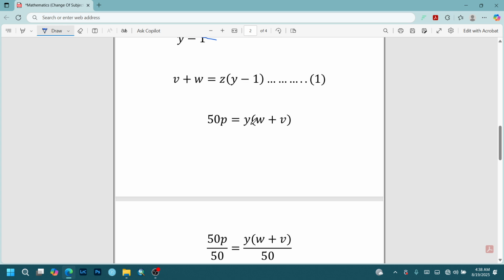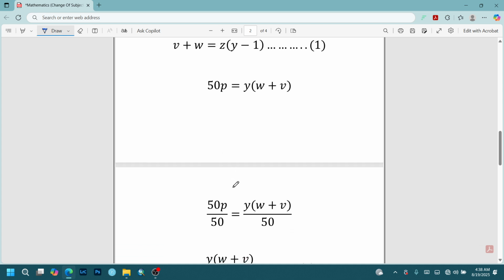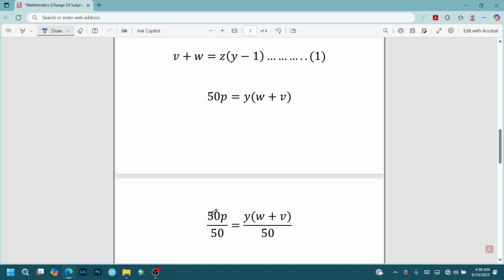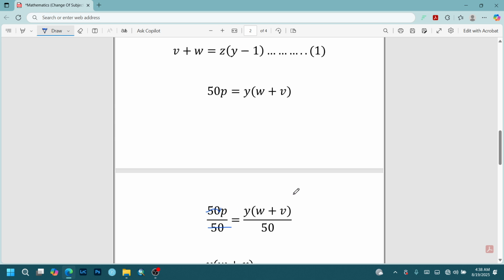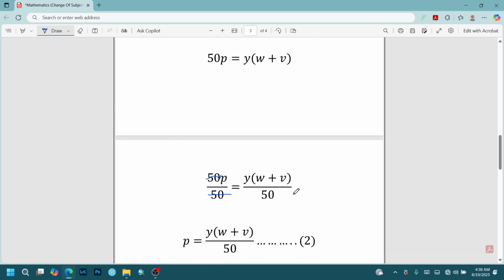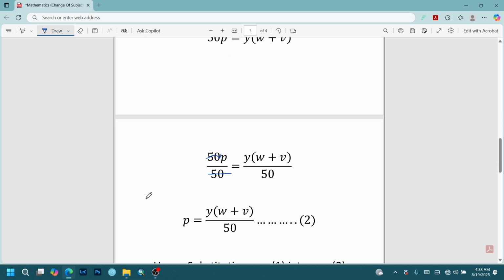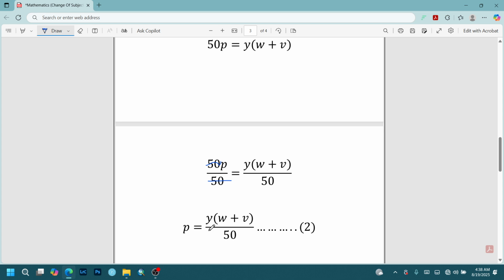So 50p equals y multiplying w plus v: the 50 would cancel out with the 50 within the 50p, leaving p to stand on its own, right? So we are going to have our new equation to be p equals the fraction y multiplying w plus v over 50, and we label it as our equation 2, right?